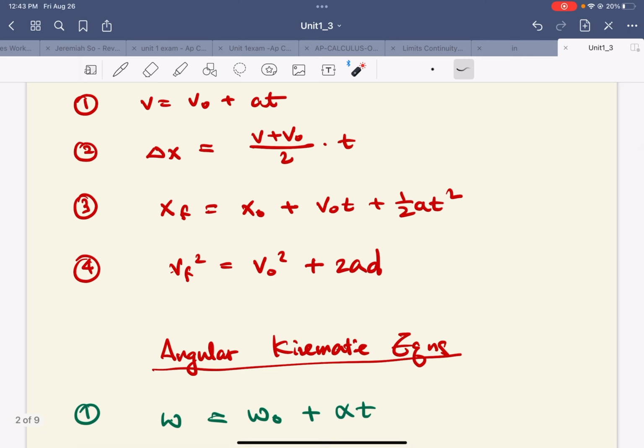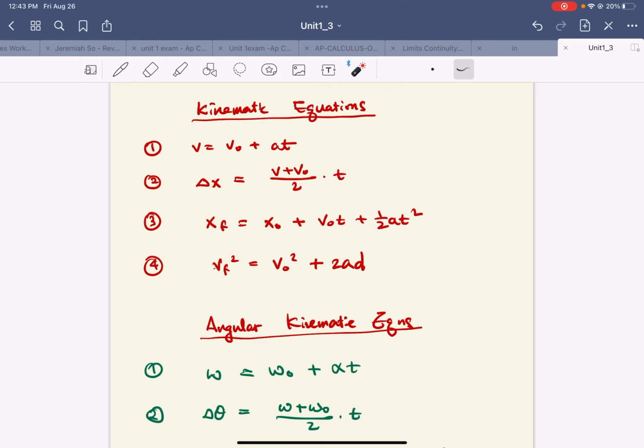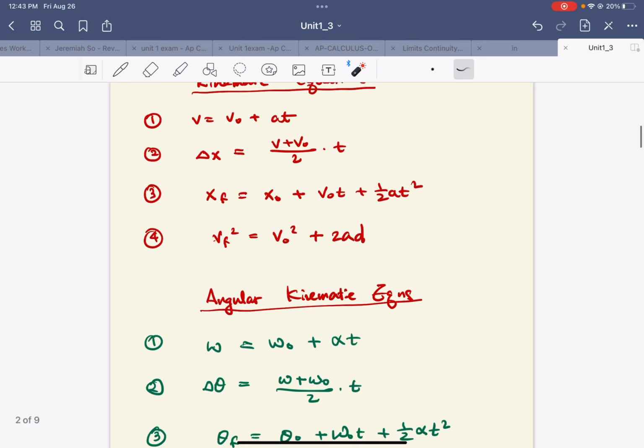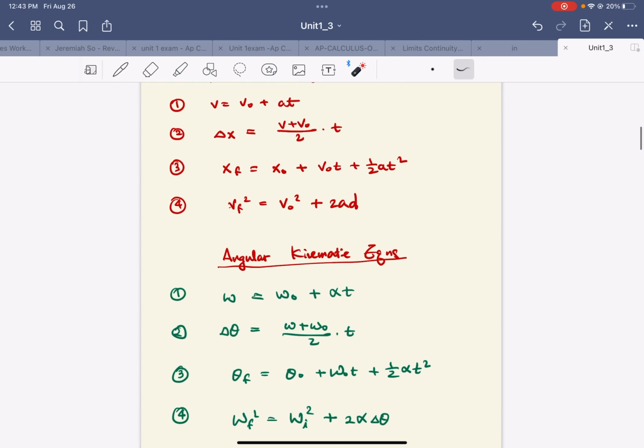Number four, velocity final squared equals initial velocity squared plus 2AD. D is a displacement, so this also we use a lot. Later on, we're gonna use angular kinematic equations too. It's good to know. So it's very similar. So I wrote it down underneath here.